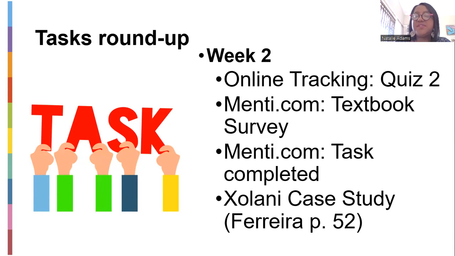The Menti.com textbook survey is also a very important thing, students, because as you might know by now, we use the Ferreira textbook virtually all the time. If you do not have a copy of the textbook, I would advise you to get one, because you're going to use it for this semester as well as for the second semester. So please, we're constantly doing that survey. Please respond to it, and I'm encouraging you to buy the textbook as well. The Menti.com task completed is also on Menti.com. And the last one would be the Polani case study. That's also very, very important, and that's in Ferreira on page 52.